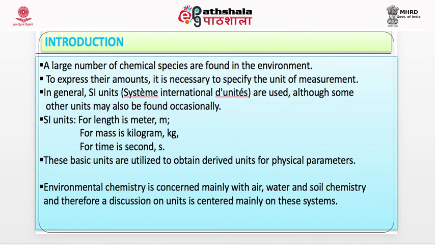A large number of chemical species are found in the environment. To express their concentration, it is necessary to specify the unit of measurement. In general, SI units are used, although some other units may be found occasionally in the literature. The SI unit for length is meter, for mass is kilogram, and for time is second. These basic units are utilized to obtain derived units for physical parameters. It must be pointed out that environmental chemistry is concerned mainly with air and aquatic chemistry, and therefore the discussion on units is concerned mainly with these systems.